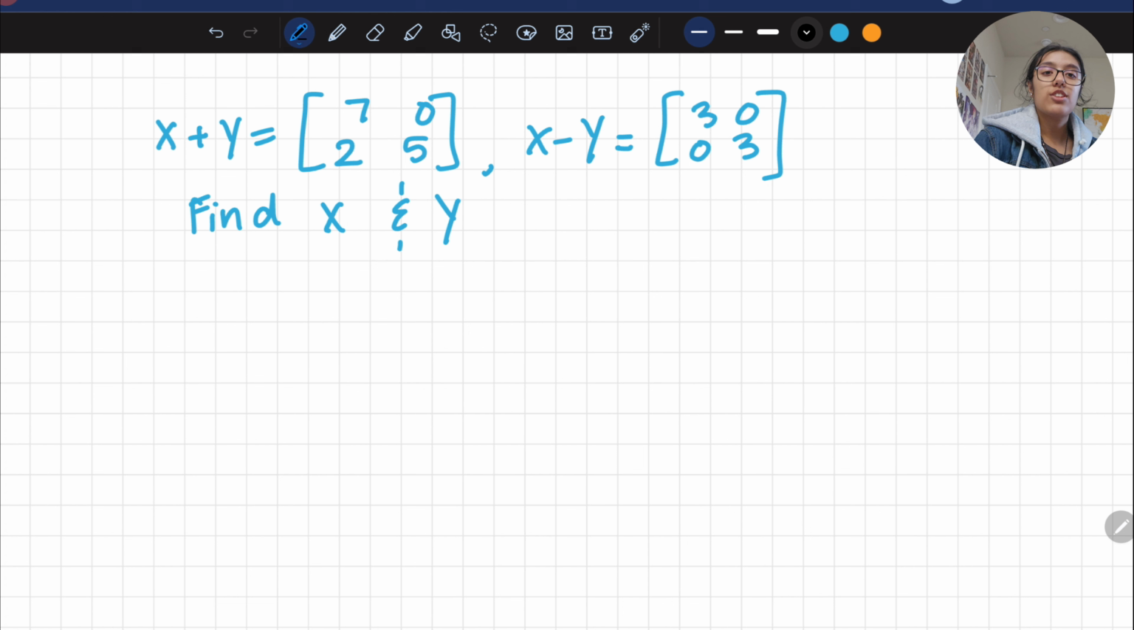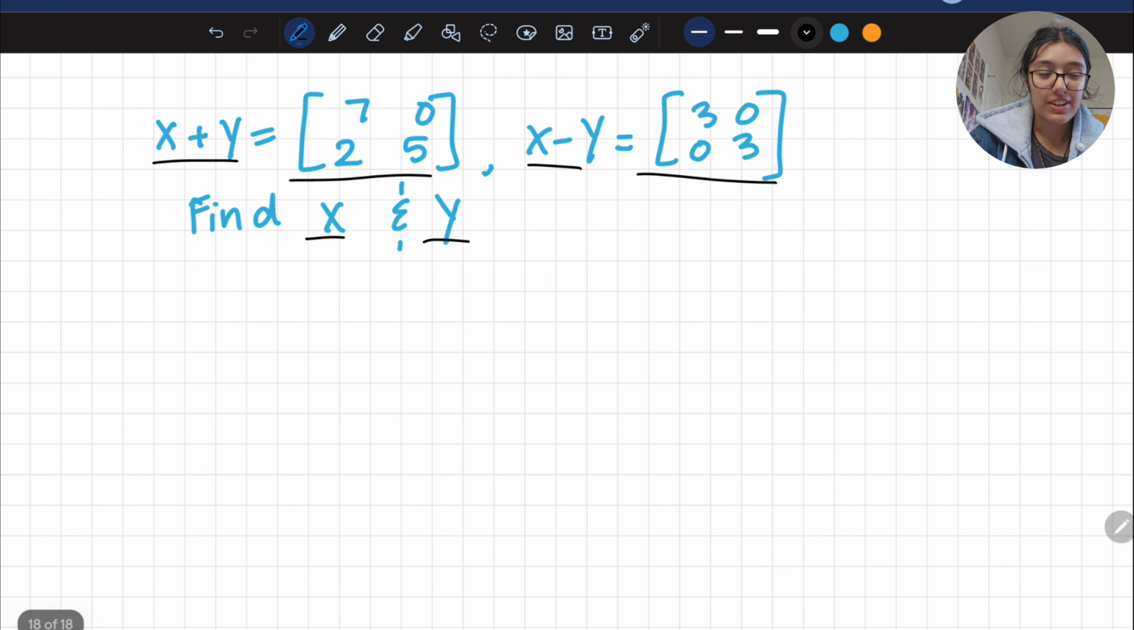So here we have another question, a little bit tricky. We have x plus y is equal to this matrix, and we have x minus y is equal to this matrix. Find x and y. So if you want, please feel free to pause this video and give this problem a go. So let's dive into the solution.